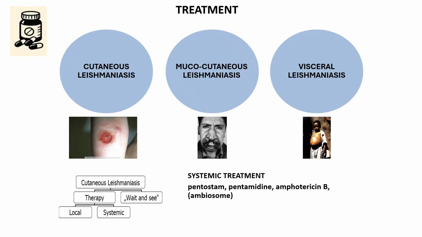Treatment strategies for leishmaniasis depend entirely on the clinical form. For simple cutaneous leishmaniasis, we often have the option of local therapy or even a wait-and-see approach for certain self-healing strains. However, for mucocutaneous and visceral forms, aggressive systemic treatment is mandatory to prevent disfigurement or death. Standard systemic agents include pentostam, pentamidine, and amphotericin B, often administered in its liposomal form known as AmBisome.